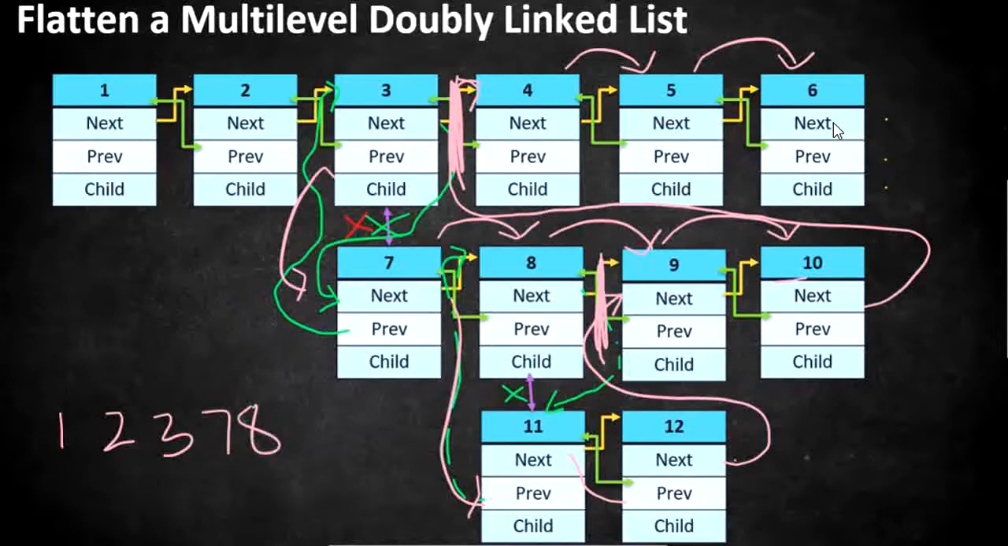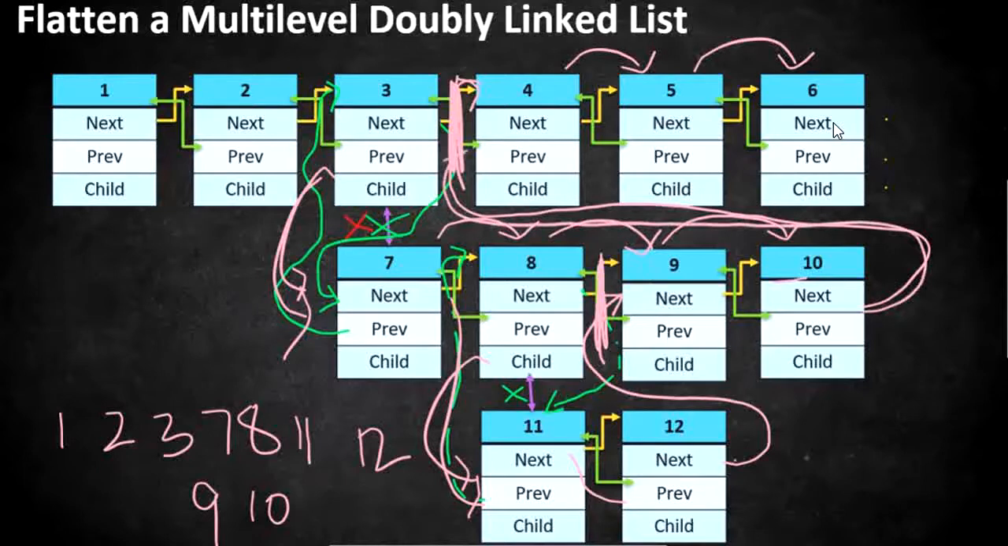From 8 it has another level, so it goes to 11, 12. So 12 connects back to 9. Then comes 9, and after 9 it is 10. 10 connects back to 4 because we connected 3 to 7, and the end of what is in this level will be connected to the next node of 3. So we'll have 4 after 10 and then 5 and then 6. So this is the idea of how we are going to make the multi-level list into a single level.